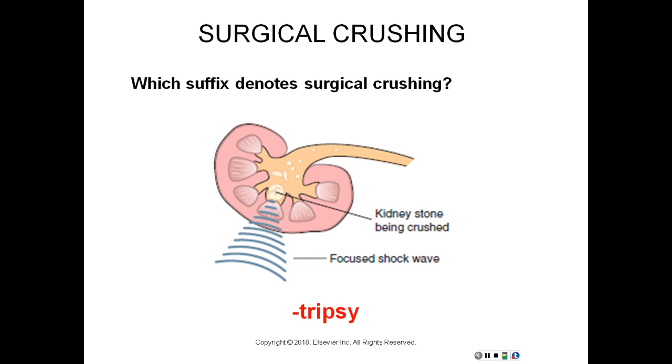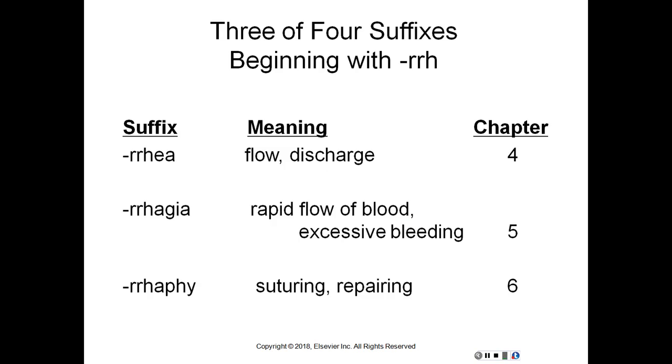And I apologize, I just clicked the button too soon, but which suffix denotes surgical crushing? That would be tripsy. So here they're crushing kidney stones so they can be expelled. So here they're just showing us 3 of 4 suffixes beginning with RRH. We learned them in different chapters. Now they mean different things.